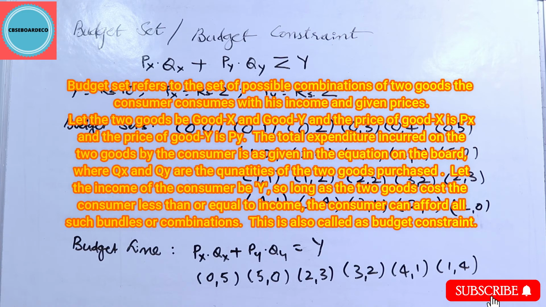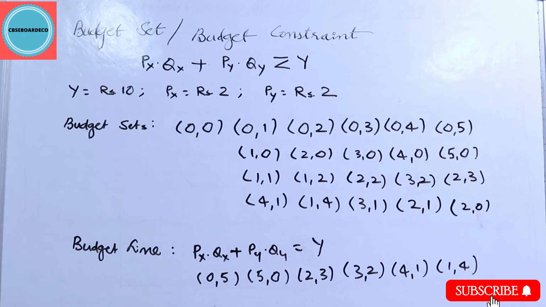Let the income of the consumer be Y. So long as the two goods cost the consumer less than or equal to the income, the consumer can afford all such bundles or combinations. This situation can be expressed in the form of an equation Pxqx plus Pyqy is less than or equal to income. This equation is referred to as budget constraint. It means that the consumer is constrained to buy the combination of two goods which cost him equal to his income or less than his income.